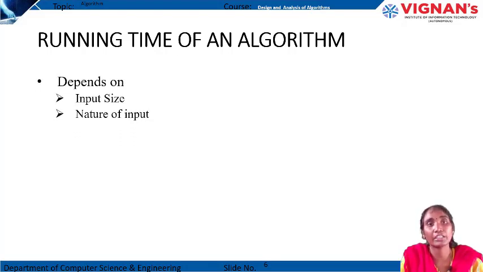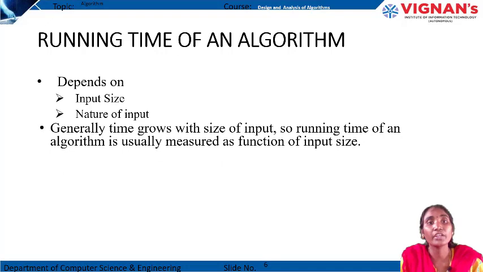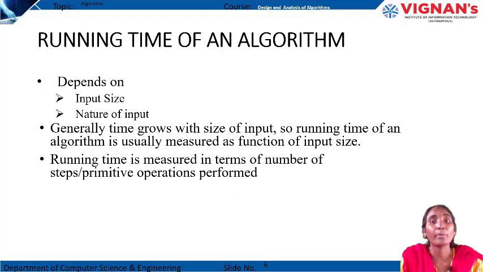Running time of an algorithm generally depends on the input size and the nature of input. Generally, time grows with the size of input. If the input is more, then the time required to process that input is also more. Running time is measured in terms of steps or primitive operations performed, that is, steps per execution.